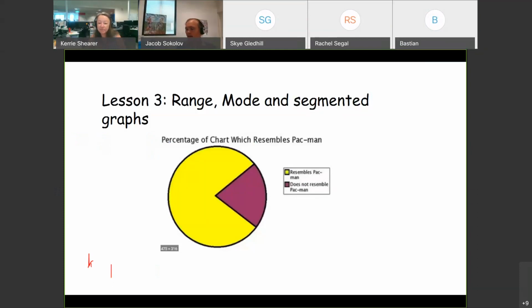In the chat box, because I can't see it, how much do you reckon is represented by the Pac-Man? I want you to put your answer in the chat box. Let me know. Is that the yellow part? So the yellow part is the Pac-Man. I'll draw an eye on him.